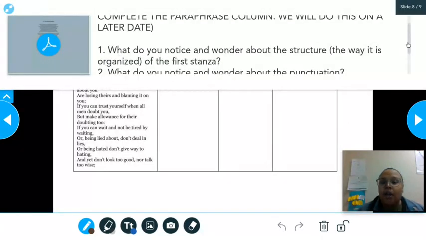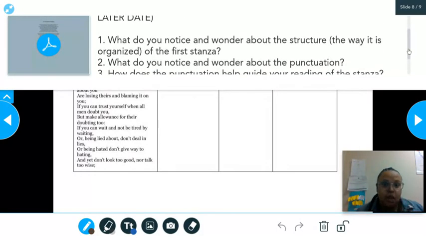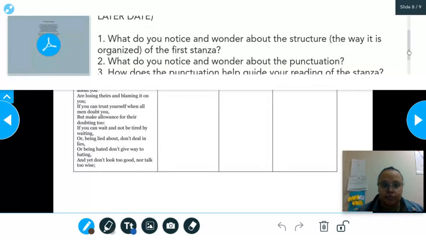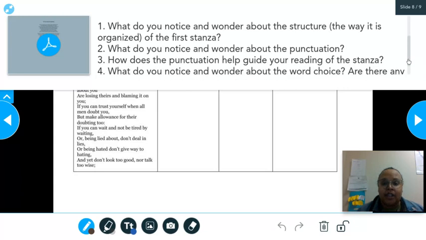On your notice and wonders chart, these are some things that you should include. What do you notice and wonder about the structure, the way it's organized, of the first stanza? So click here, look at the first stanza. What do you notice about how it's organized? What do you notice or wonder about the punctuation? How does the punctuation help guide your reading of the stanza? That could go under your notice.